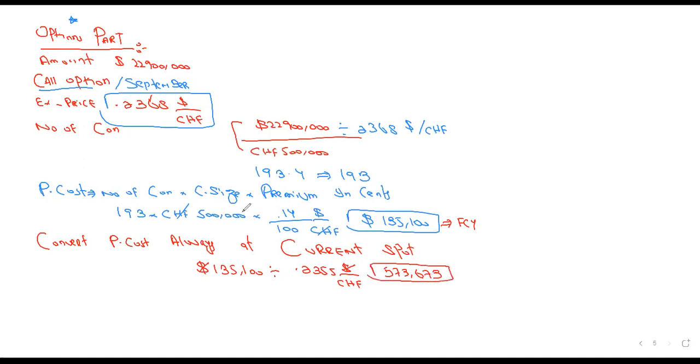Now, as the examiner said, that option will be exercised. So again, your final outcome: we are having 193 contracts. In one contract, we are hedging 500,000 CHF. So the amount in CHF is 96,500,000.